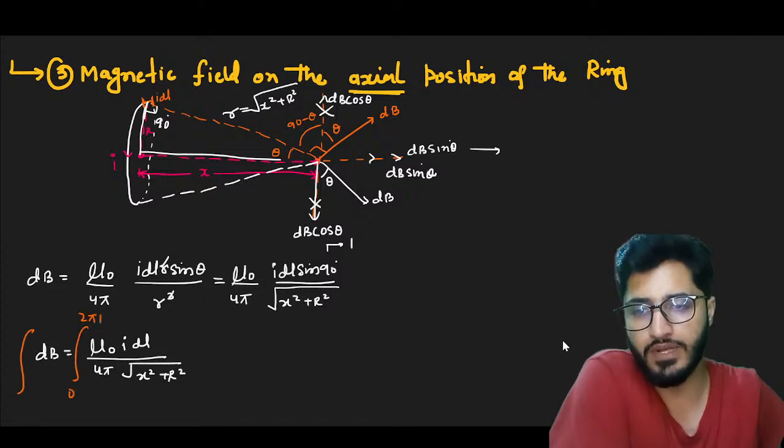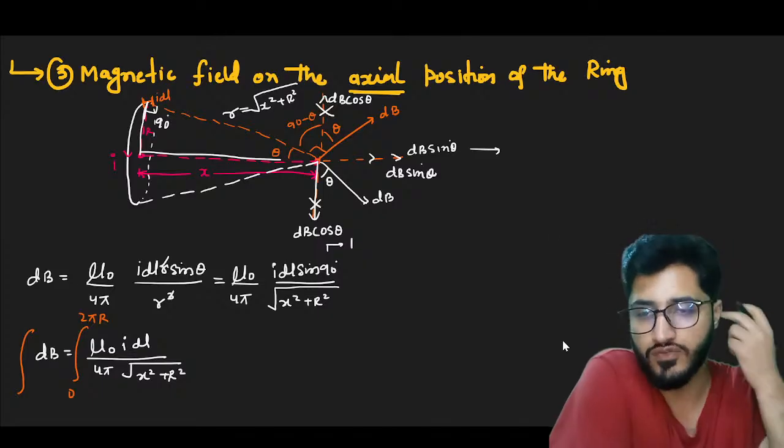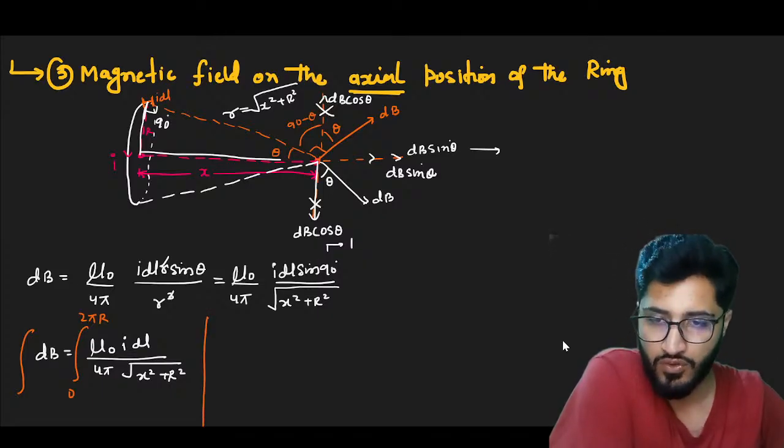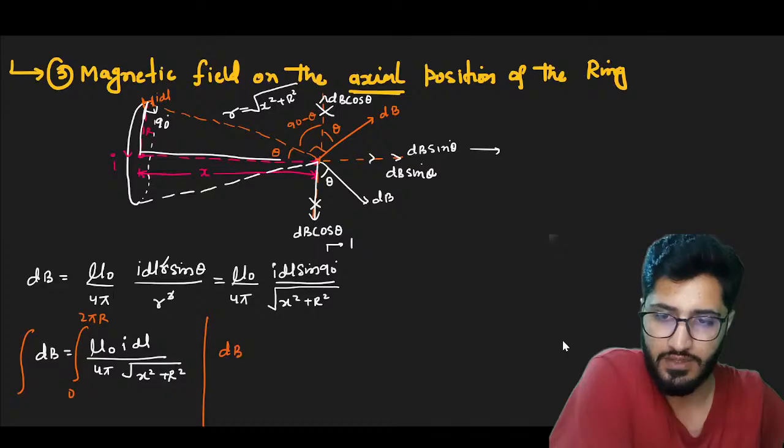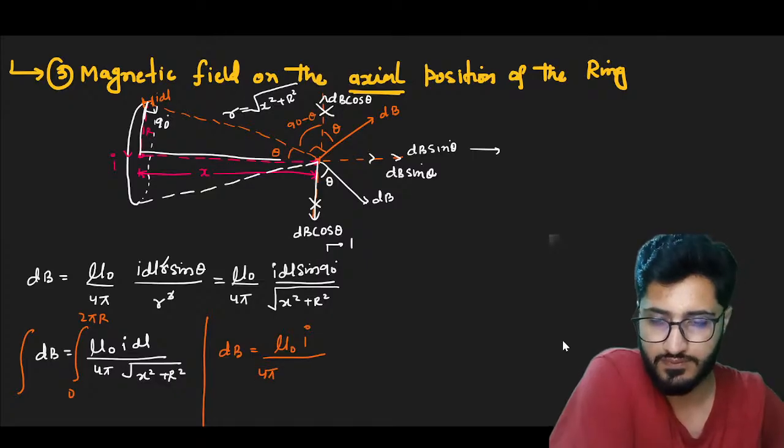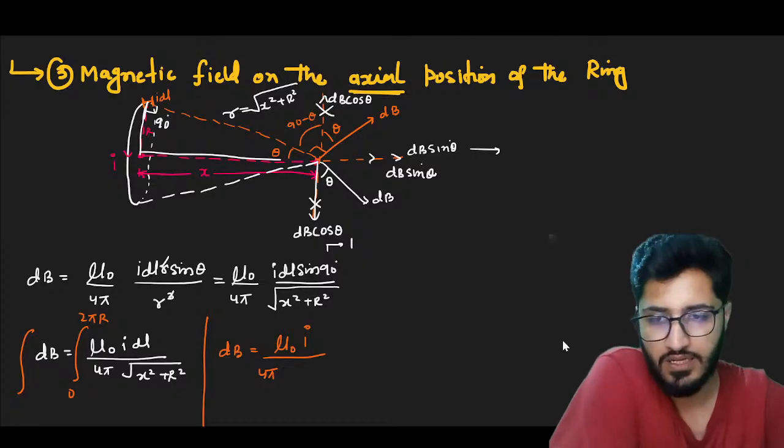Sir, why 2 pi r? Because I want the whole circumference of the circle, which is 2 pi r. Okay. So now dB is as it is dB. Nu naught constant, current is constant, 4 pi is constant. Done? 4 pi is constant.